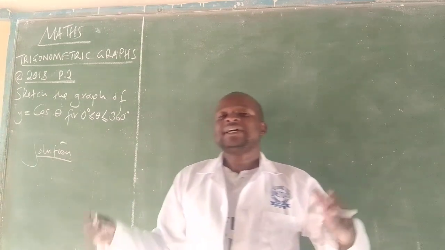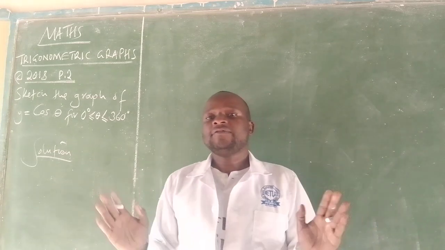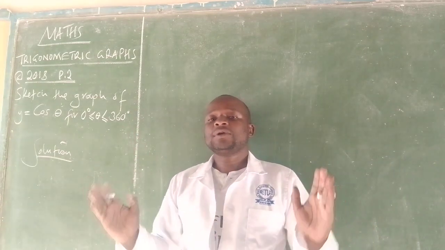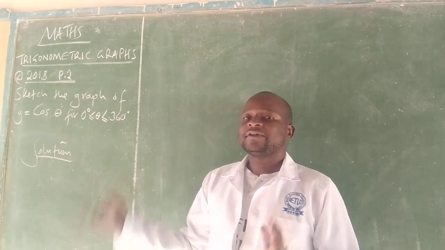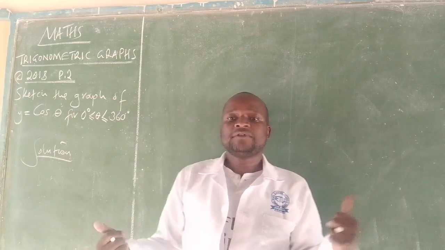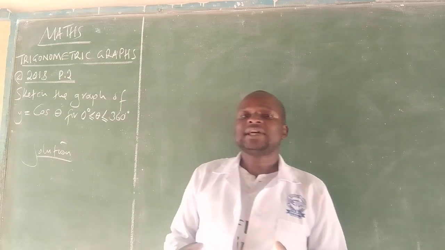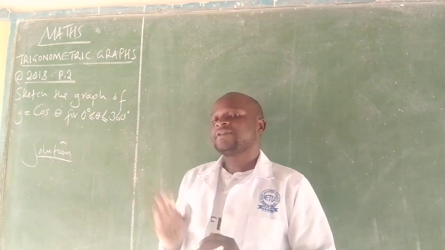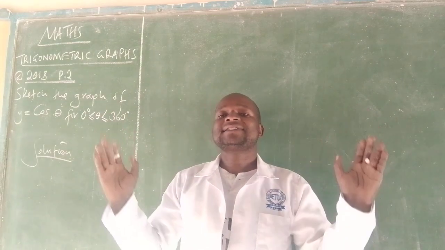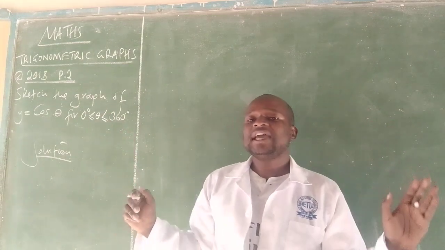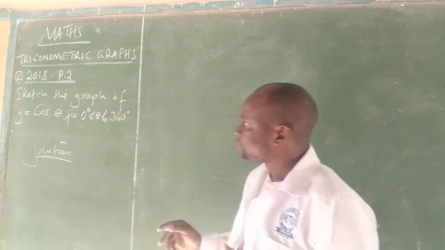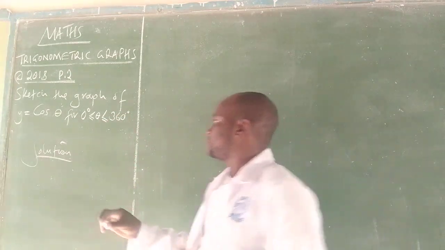Now what is important when sketching a trig graph is simply to know the general form, the general appearance of a cosine graph. We saw in the previous lesson where we learned about the sine graph. Now for a cosine graph, it makes a U, or simply a parabola which is facing upwards. So our solution here will be as follows.